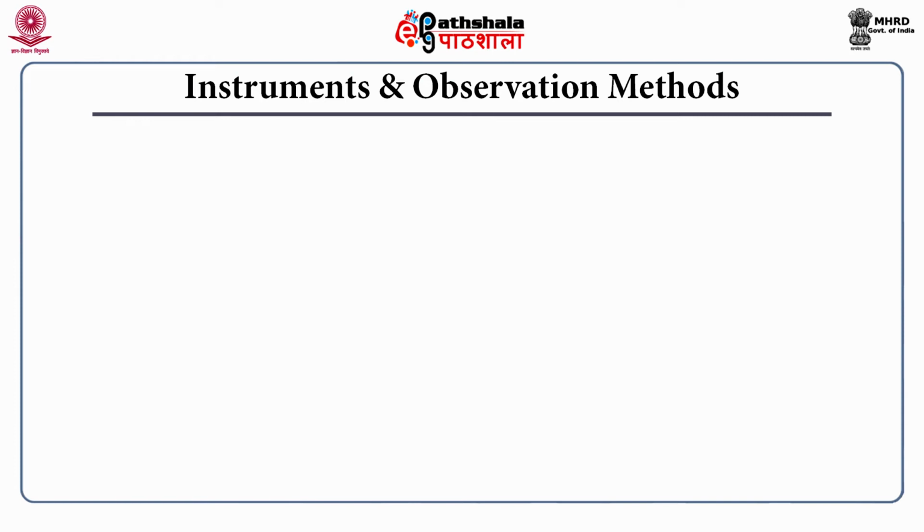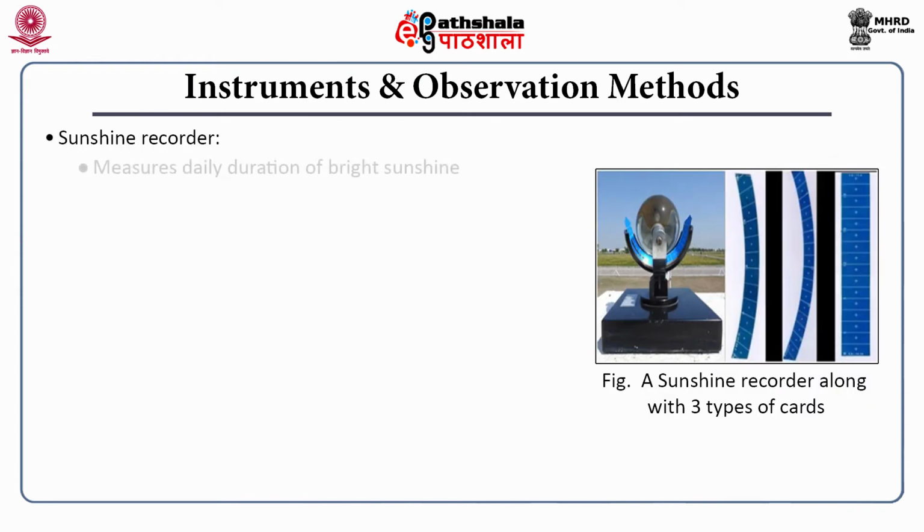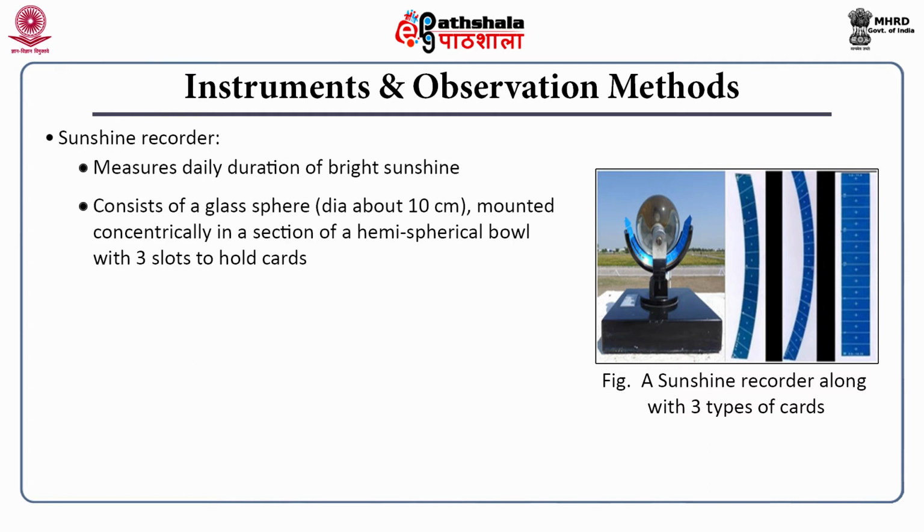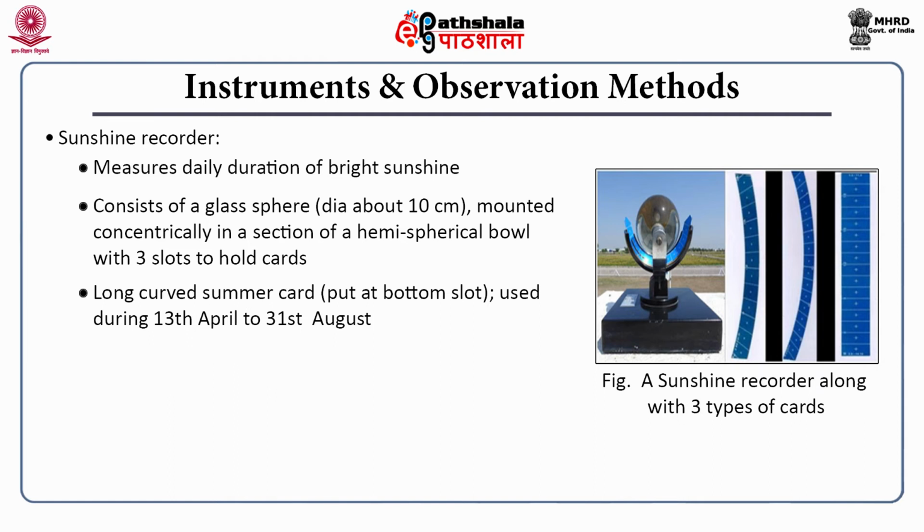The next equipment is the sunshine recorder. It measures the daily duration of bright sunshine. It consists of a glass sphere which is about 10 centimeter in diameter. This glass sphere is mounted concentrically in a section of a hemispherical bowl which has 3 slots to hold 3 different types of card. During summer time, the long curved card is used and this is put at the bottom slot. The time during which it is used is 13th April to 31st August.